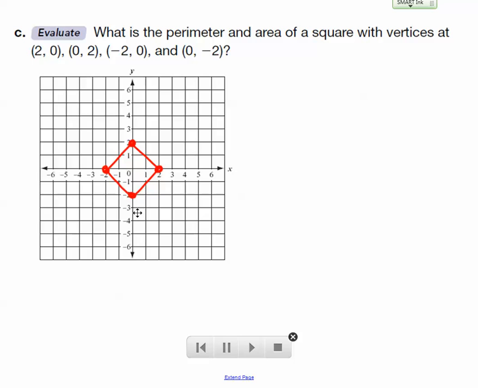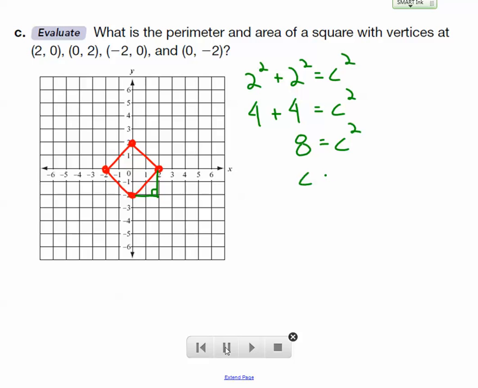Well, to find the perimeter and the area, I'm going to need to know the side lengths, which I can't just count, okay? However, I can look at this as a 2 by 2 right triangle. And then I could do the Pythagorean Theorem to figure out that red side. 4 plus 4 is c squared. So 8 is c squared. Take the square root of both sides and you'll get the square root of 8.